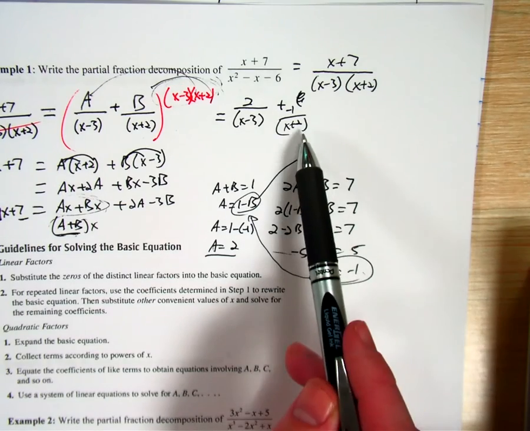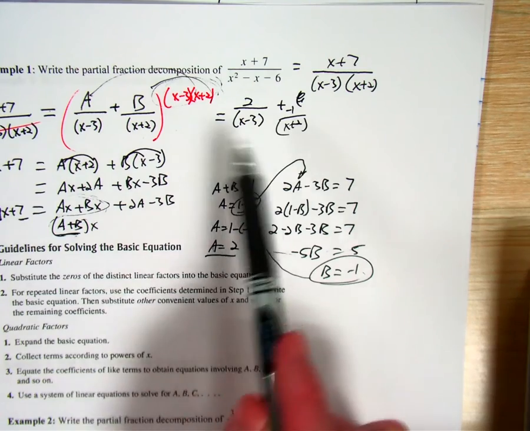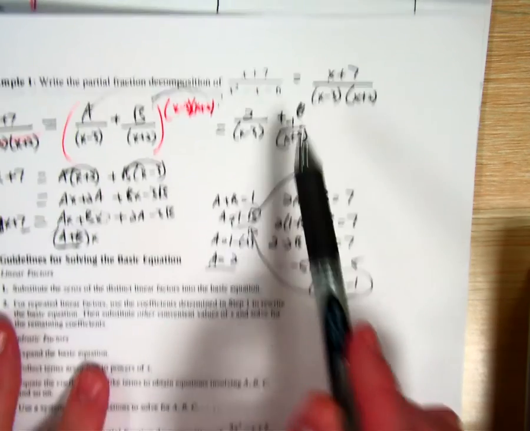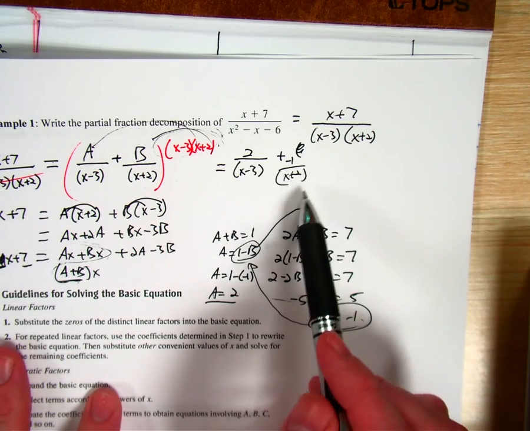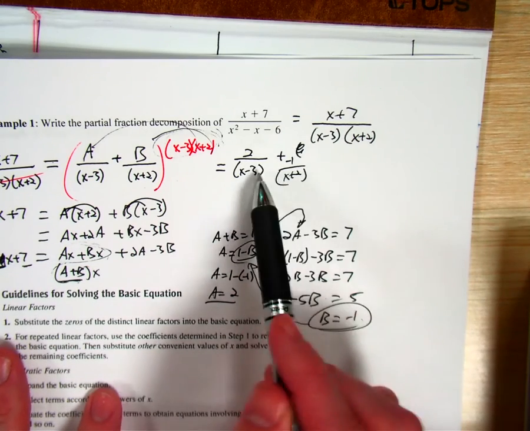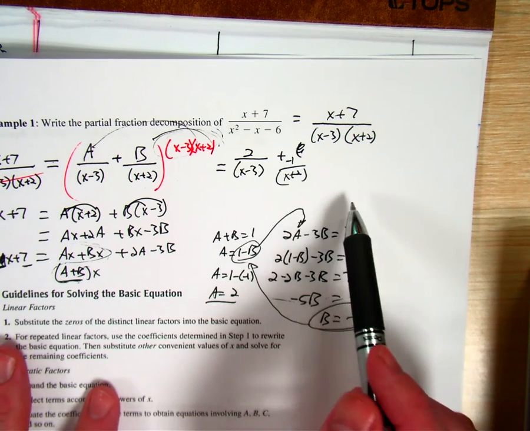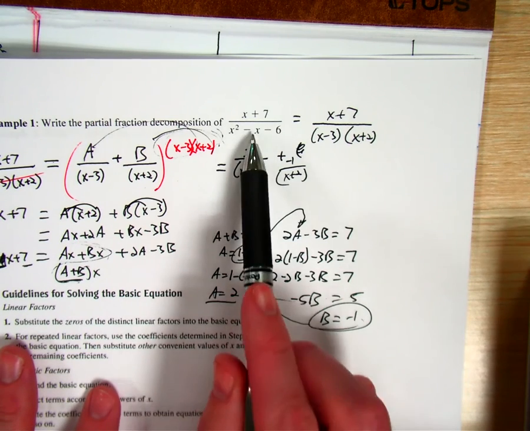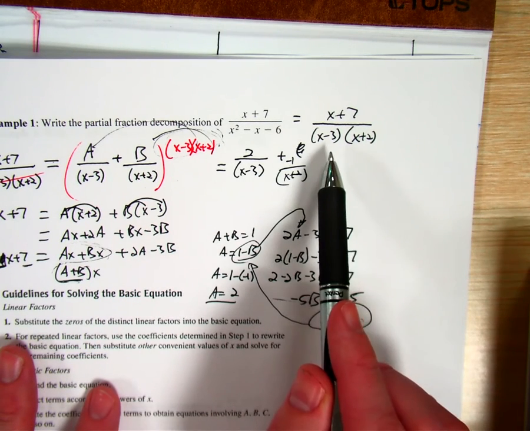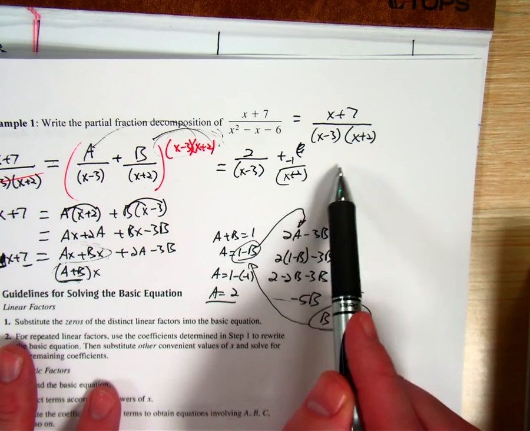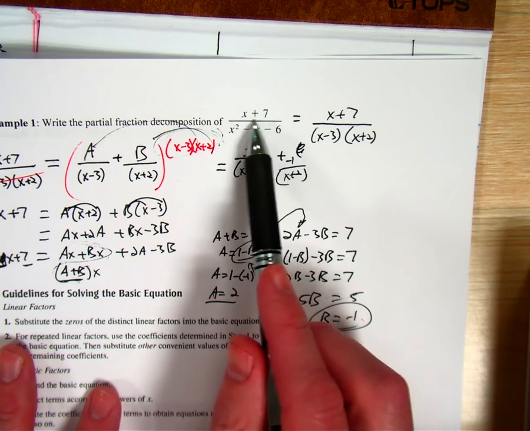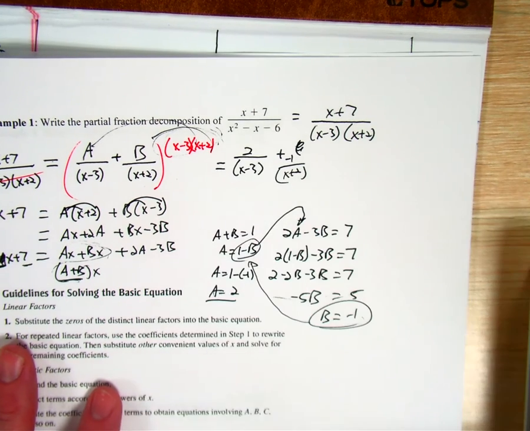Okay, well how's this going to equal this that we started with? Or the first one? Alright, if you were going to put those two together to add them, you'd have to get a common denominator, and you'd multiply this by x plus 2 top and bottom, and you'd multiply this one by x minus 3 top and bottom. And when you combined, we'd be left with x plus 7 over that.